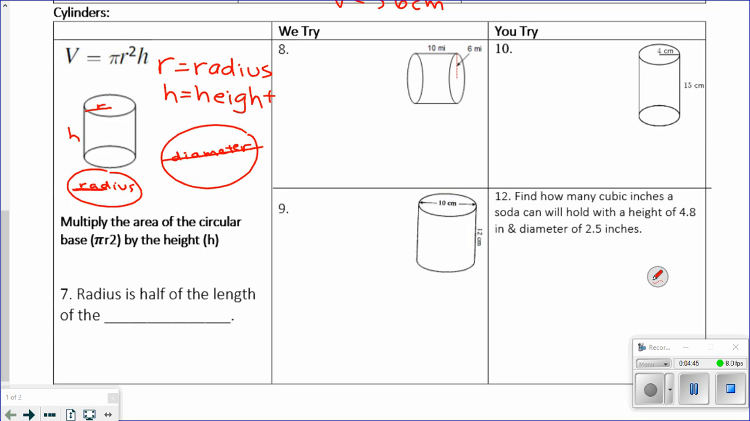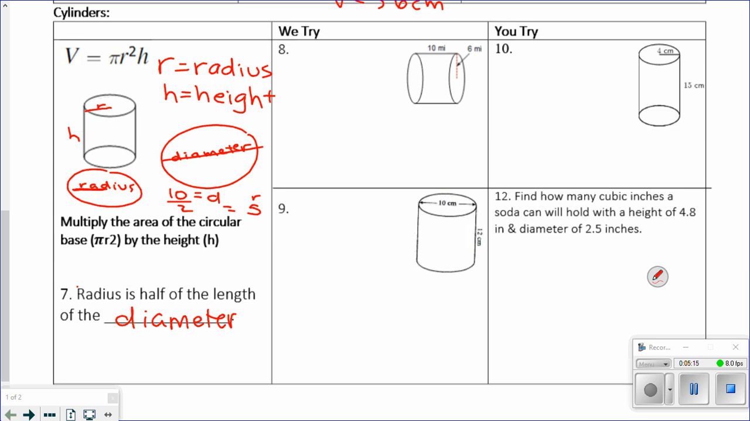Okay? Now, if the problem gives you the diameter instead of the radius, which we'll see in a second, you have to cut it in half. So say the diameter was 10, then you would have to divide by 2 to get the radius. So the radius would be 5. So number 7, radius is half of the length of the diameter. Very important to know.